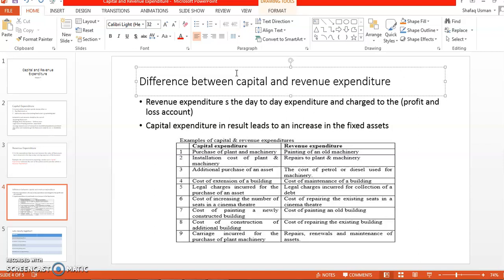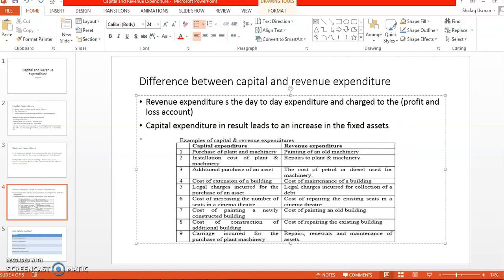That is a statement showing how to calculate the profit or loss for the business. And capital expenditure, in result, leads to an increase in fixed assets. So capital expenditures go to our balance sheet. What is a balance sheet? It is simply a depiction of your accounting equation.